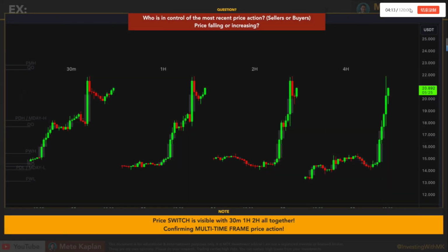Let's go over examples. What you see here is a momentum rally in earlier stages. With 30-minute and 1 hour charts, you can easily notice the price switch happening. Within a 2-hour time frame, you can also notice the hammer-like candlesticks, a sign of powerful rejection. Again, ask this question every single time: who is in control of the most recent price action? Is this price falling or increasing? As you notice, this price right at the moment is increasing.